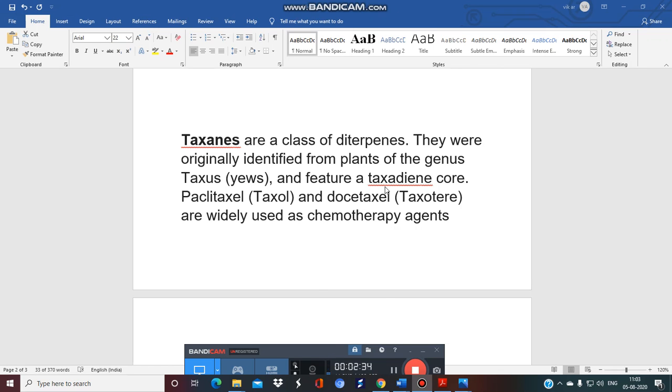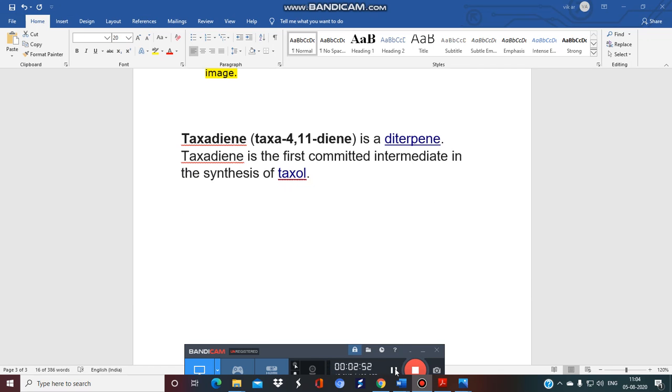And it has a feature of taxadiene core. So basically it is a diterpene with a taxadiene core. And the two forms are paclitaxel and docetaxel. These are widely used as chemotherapy agents, that is, as anti-cancer drugs.